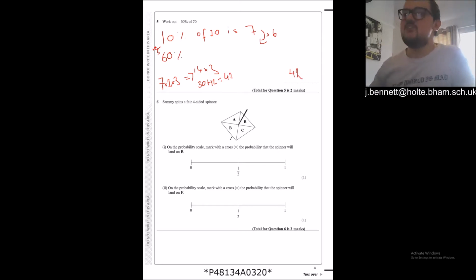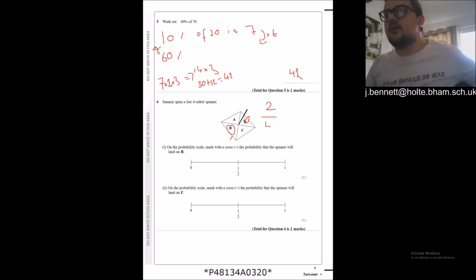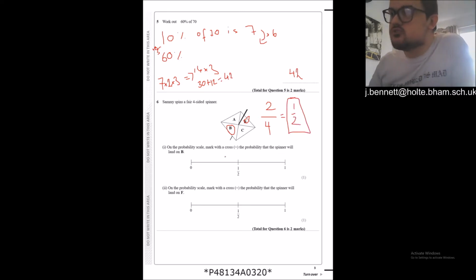Sammy spins a fair 4-sided spinner. What is the probability that the spinner will land on B and mark it on the probability scale? Right, so how many B's are there on our spinner? We have 1, we have 2. So we have 2 outcomes out of a total of 4. There are 4 outcomes, so we put that as a 4. You can simplify this as 1 over 2. Our probability is half. Mark with a cross on the scale. We mark it there, where the X is.